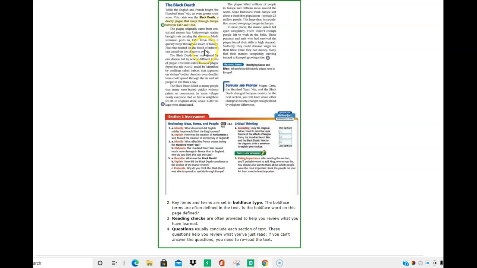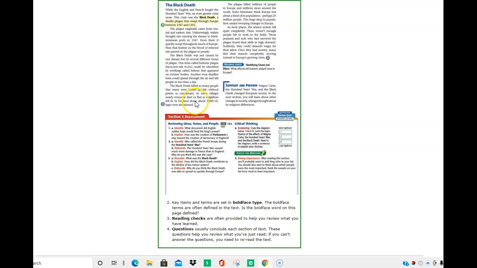Fleas that feasted on the blood of infected rats passed on the plague to people. The Black Death was not caused by one disease, but by several different forms of plague. One form, called bubonic plague, could be identified by swellings called buboes that appeared on victims' bodies. Another, even deadlier form could spread through the air and kill people in less than a day. The Black Death killed so many people that many were buried quickly without priests or ceremonies.